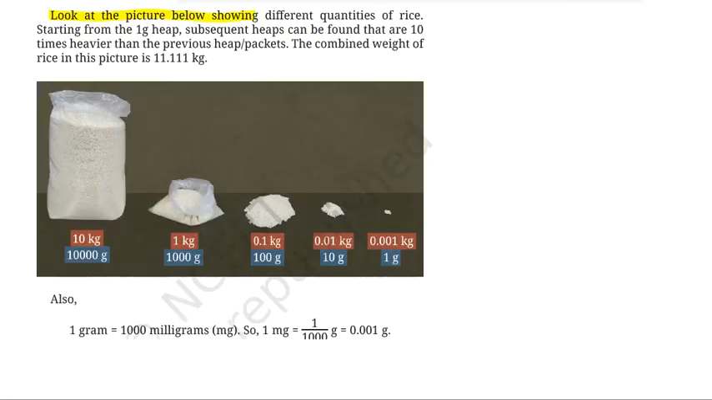Look at the picture below showing different quantities of rice. Starting from a 1 gram heap, subsequent heaps can be found that are 10 times heavier than the previous heap or packets. The combined weight of the rice in this picture is 11.111 kg. So if you see, this is a heap. How big is the heap here? This one is 1 gram. How can we write 1 gram in kgs? 0.001 kgs. Now the second heap is 10 grams. So it is 10 times heavier than the first heap.